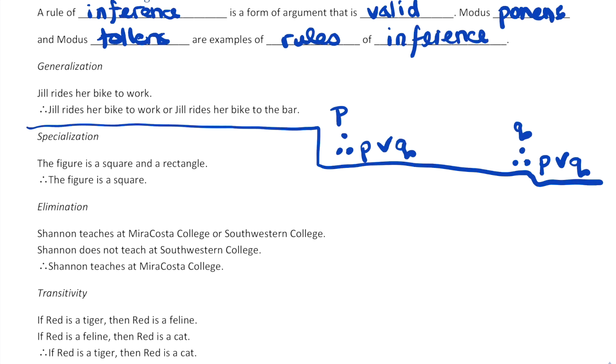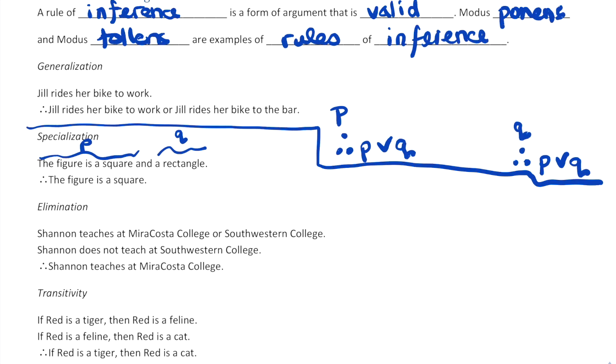You've been given this and statement, right? So your major premise is the figure is a square, right? So this could be like P. And then the minor premise is that the figure is a rectangle, right? And you're concluding that the figure is a square. And so what you do is this.